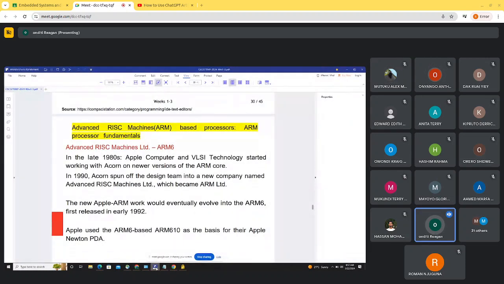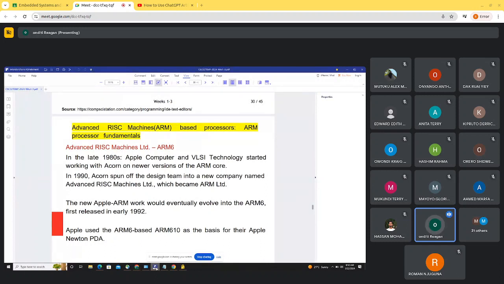So as I was saying, the advanced RISC machines first came in the late 80s, and this development came from Apple computers, using what we call VLSI, very large scale integration technology, that actually started their work in Acorn. Acorn is a big company that developed chipsets, mainly in the creation of very high speed chipsets. And they're the ones who came up with a new version of the ARM cores.